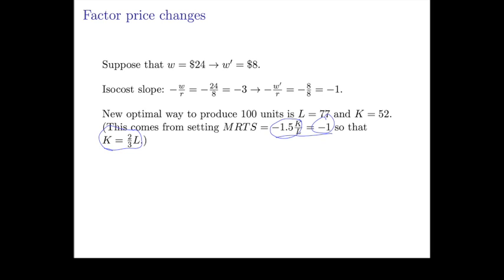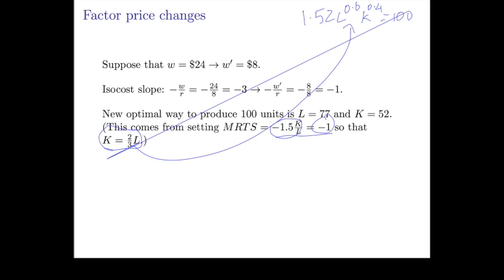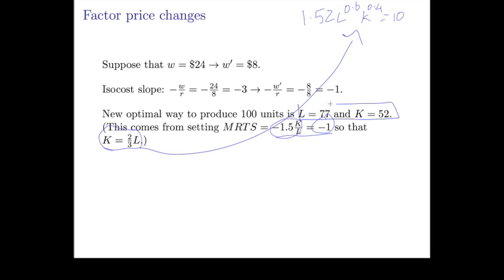And we substitute that back into our production function, 1.52 L to the 0.6, K to the 0.4 equals 100. Remember, that was the second equation. I won't do this for you, but you'll have to take my word that if we substitute this into this and solve for L and K, we'll find that the answer is L is 77 and K is 52.